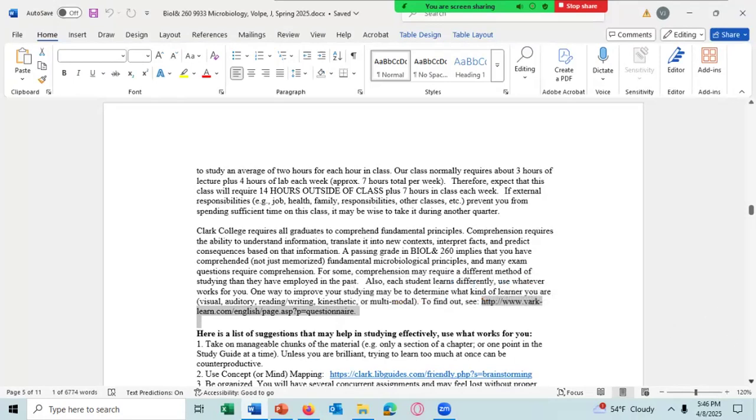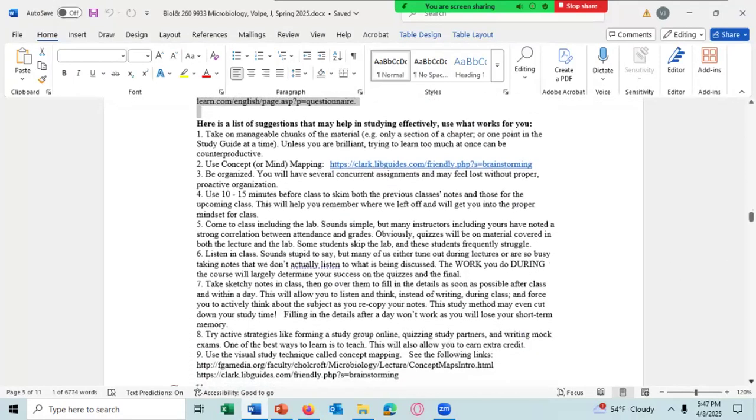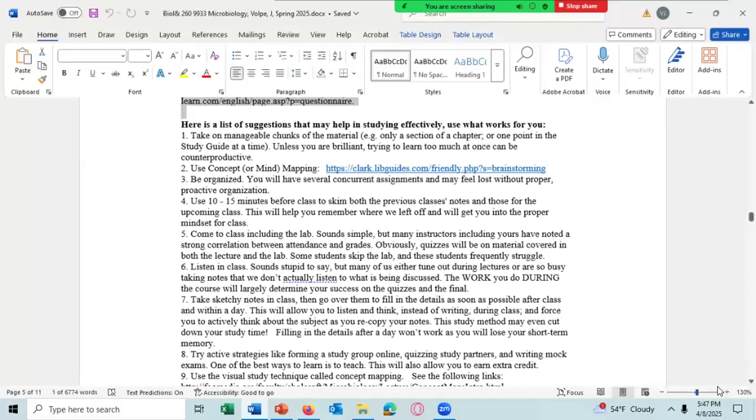Here is a list of suggestions to help you study effectively. Take on manageable chunks of material. Let me blow this up a little further. When you're studying, unless you're brilliant, trying to learn too much at once can be counterproductive. Use concept mapping when you're studying. There's a link there to brainstorming and concept mapping.